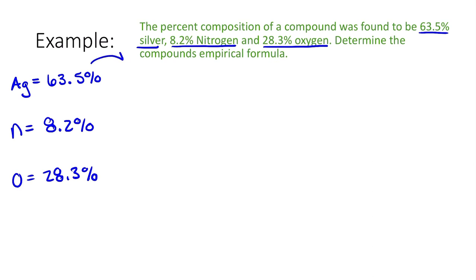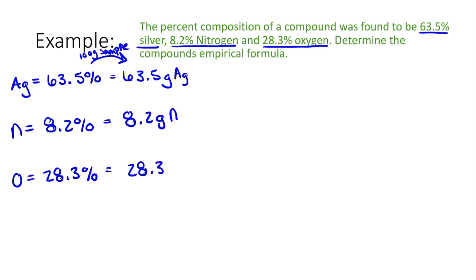So here's my pretend 100-gram sample of this unknown substance. If I have 100 grams, then 63.5% of that sample is going to be equal to 63.5 grams of silver. And of that 100-gram sample, 8.2% is going to be nitrogen, which means I have 8.2 grams of nitrogen. And then for oxygen, I'm going to do the same thing. 28.3% of 100 grams is 28.3 grams of oxygen.